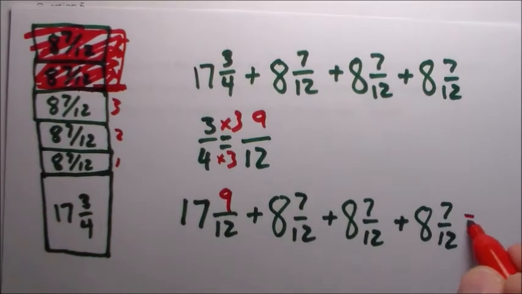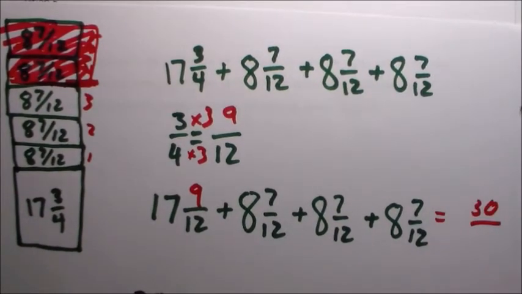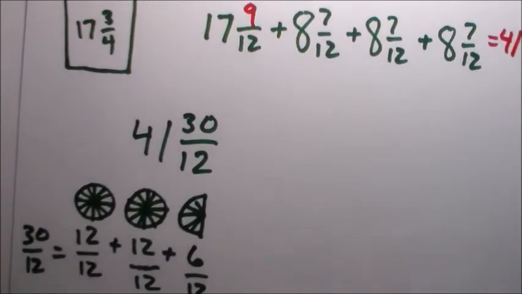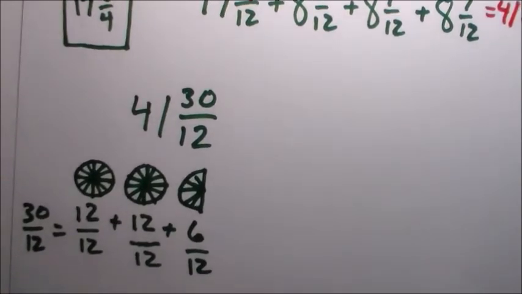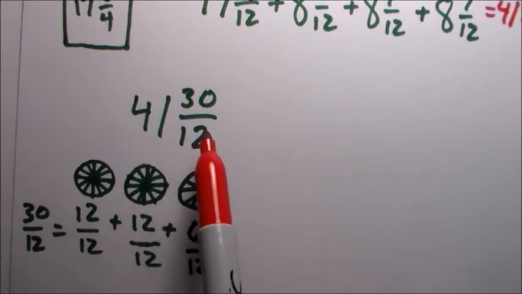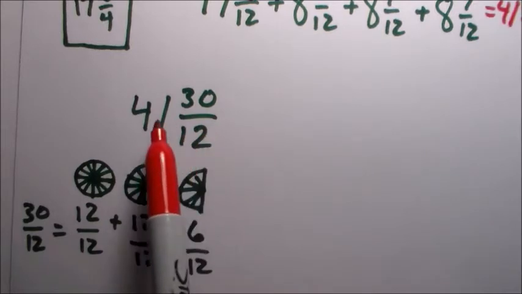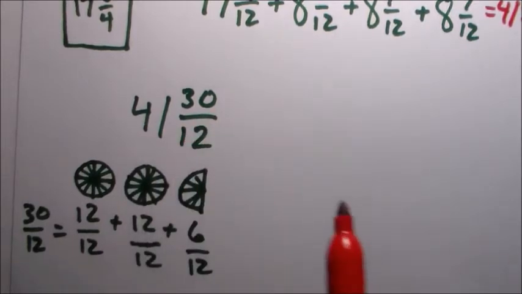So that's going to be 30. What goes in the denominator? You should know this. The 12 stays. So that's 30 twelfths. And 17 plus 8 plus 8 plus 8 is going to give us 41. Okay, so we have 41 and 30 twelfths. What are we to make of 30 twelfths? That doesn't make any sense. We're used to seeing a mixed number with a proper fraction where the numerator is less than the denominator. But now we have a mixed number and an improper fraction all mixed together.